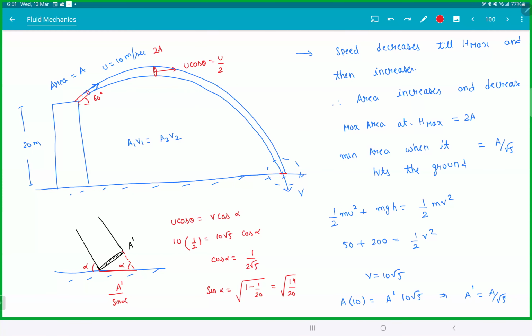There, kinematics, work power, energy, and equation of continuity. Clear? Let's see one more based on this. Something similar. Any doubts? Clear?